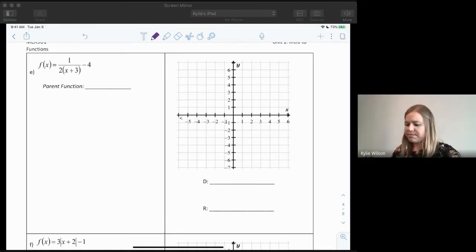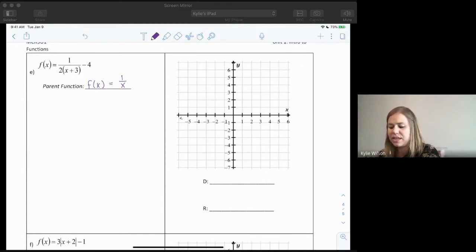Okay, so let's do another one of these tricky ones. So we have f at x equals 1 all over 2x plus 3, minus 4. First we need to identify what the parent function is. Because I have a fraction, my parent function is f at x equals 1 over x, like this. So let's start by drawing out our parent function.